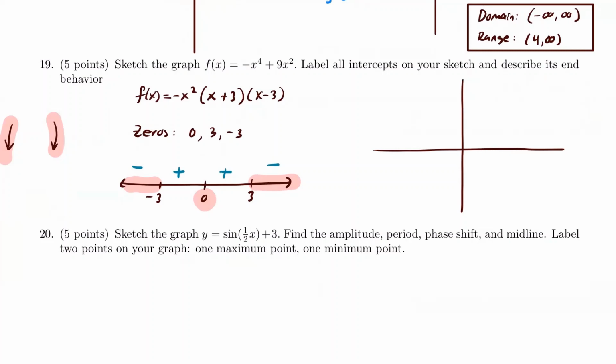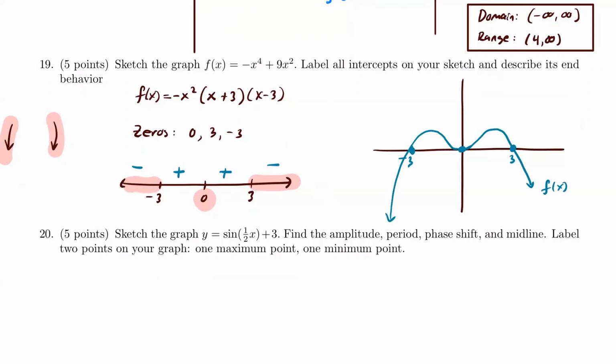Let's plot the zeros. Here's the 0, here's negative 3, and here's 3. So now since we're coming from below, we'll have a graph that looks like this, and then we're going to be positive, go through the 0, make a tiny parabola, and then go through it. So something like this would be the graph of this function. So this is f of x. We're going to label all intercepts. They're already labeled. And then we're also going to describe the end behavior.